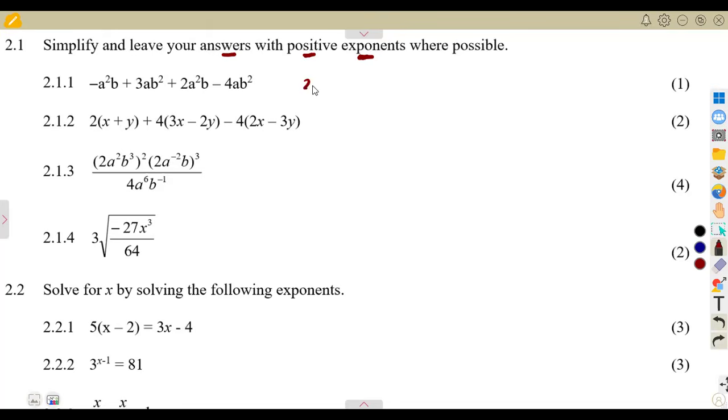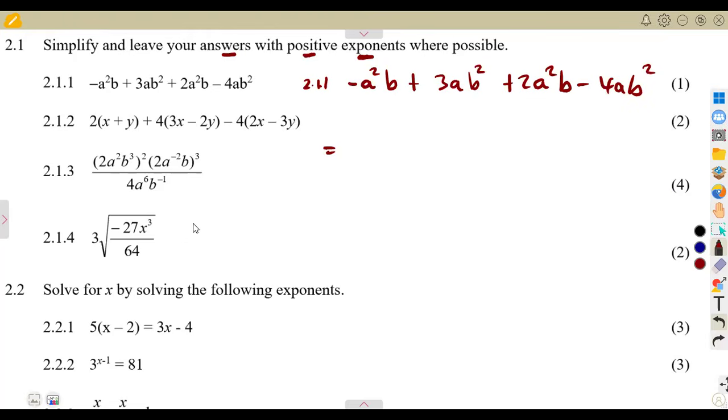All right. On number 2.11, we are given to simplify this expression: minus a squared b plus 3ab squared plus 2a squared b minus 4ab squared. That's the expression that you're given to simplify.